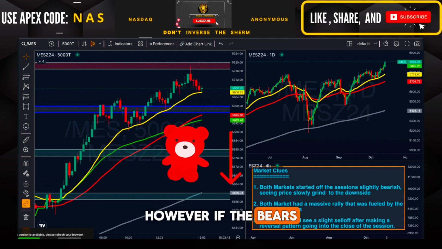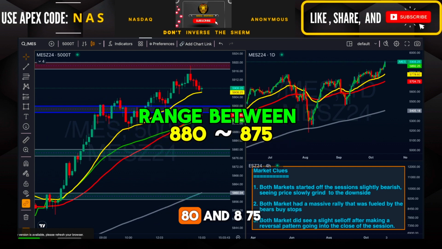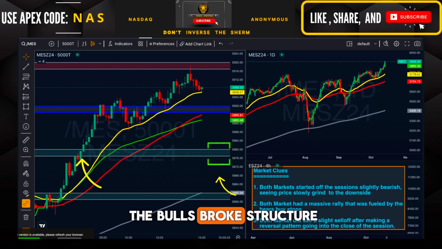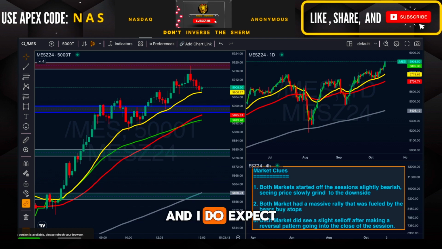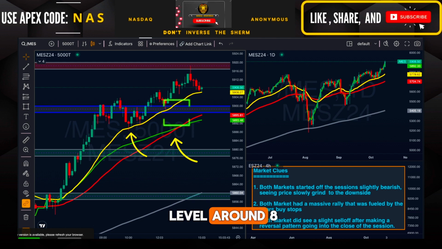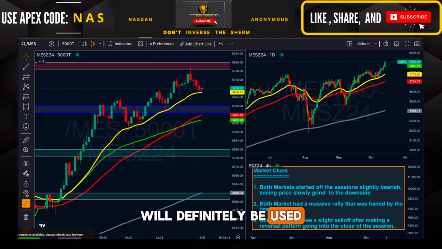However, if the bears are able to regain control overnight and price begins to trade lower, then I'll be watching the reaction when price trades within a range between 880 and 875, because this is where the bulls broke structure to the upside, and I do expect for the bulls to step up in this area to buy the retest. Also, if the bears can break through that support level around 890, then the sell stops underneath that low will definitely be used as fuel to take this market lower.